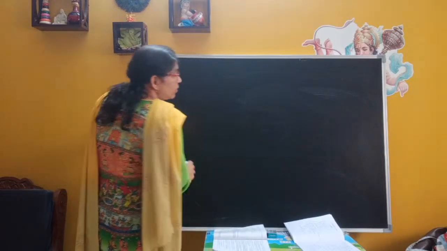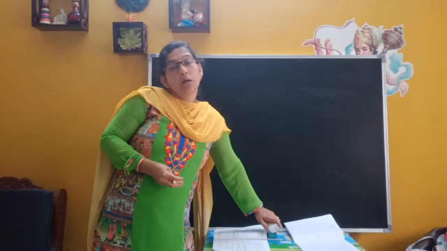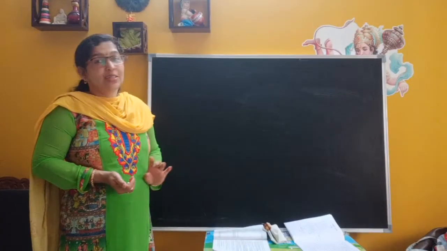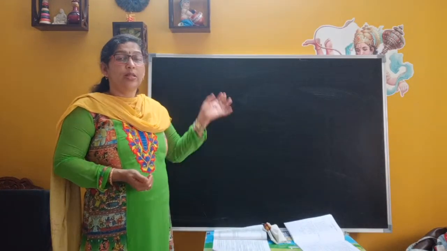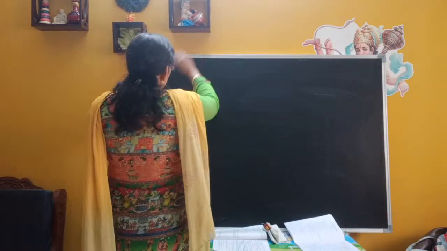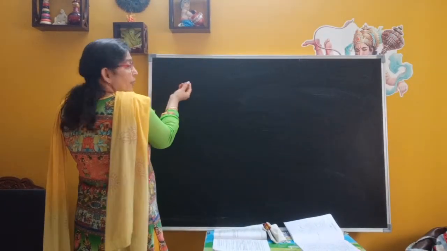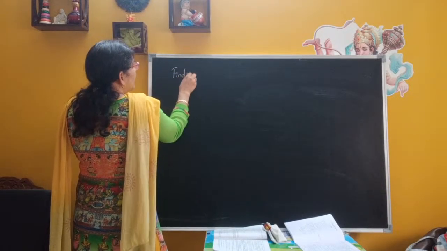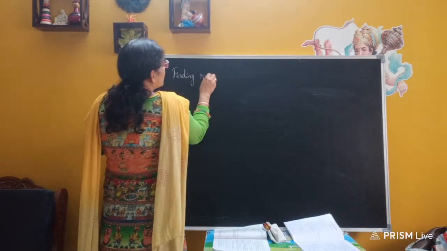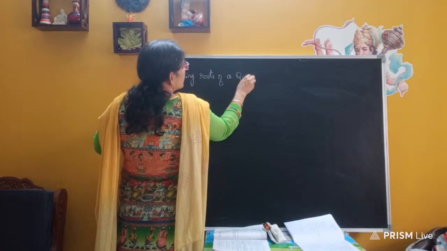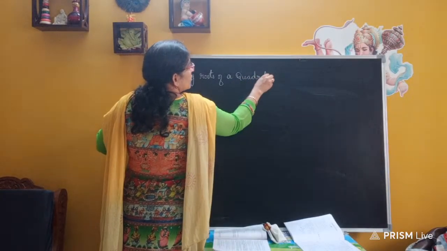Here in this chapter, you will be learning 2 methods to find the roots of a given quadratic equation. Let us go with the first method today, that is the factorization method. Very easy. You have learned this in 8th as well as in 9th standard. Very easy method. Okay, right? Heading: finding roots of a quadratic equation by factorization.